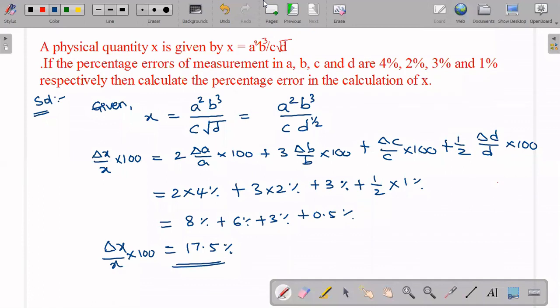I may need to repeat it once again. See, the physical quantity x is given, and that x I have written. x involves some measurements, the variables a, b, c, d, and whatever is given, I have written here. They have some powers, so I have written the powers. This root d I have written as power 1 by 2.